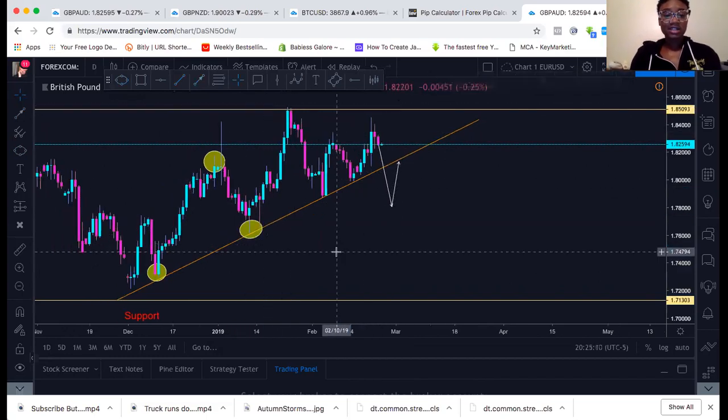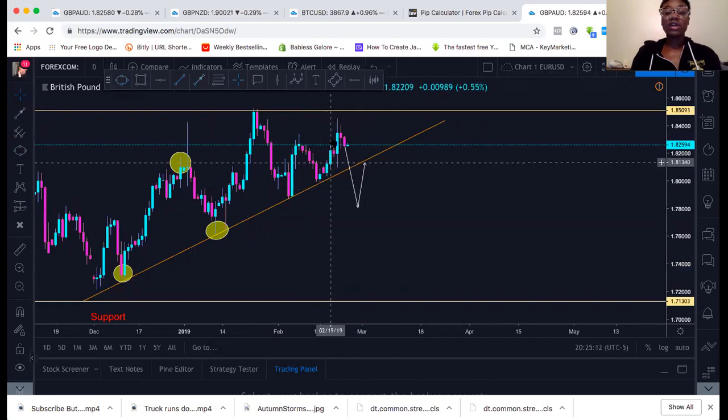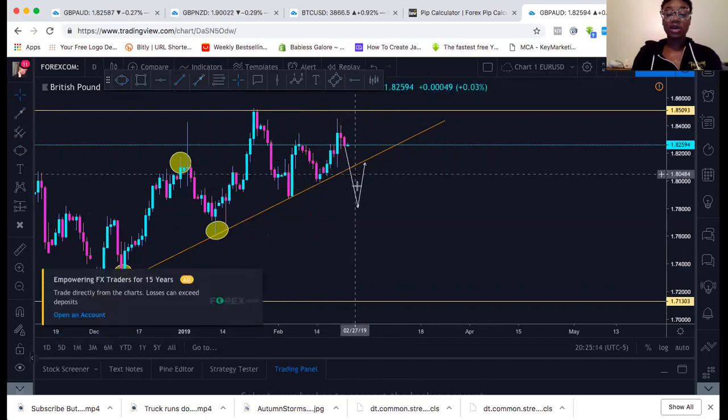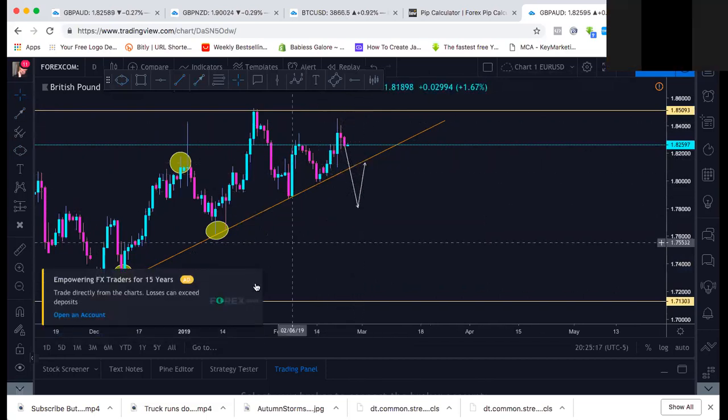So now what we're waiting for is for the price to break below this trend line and retest this line.